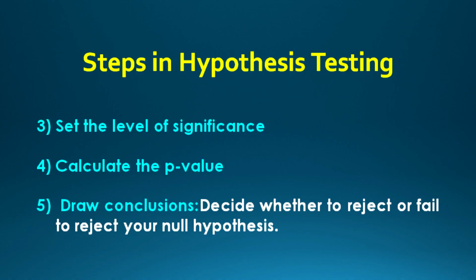The next is set the level of significance. See, we need to be aware of something called the level of significance. That is one of the terms which we need to know when you do the research work, specifically when we do hypothesis testing. When we do the hypothesis testing, we will have one level which would help us to decide whether we have to reject or not reject.